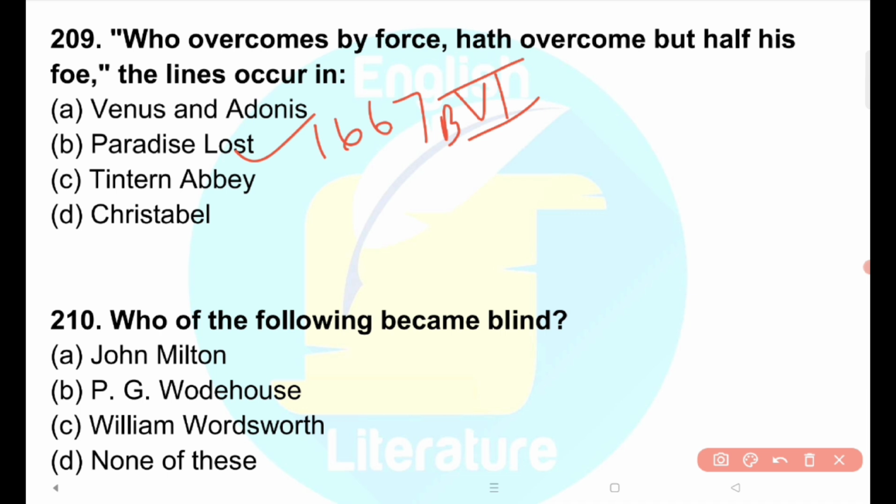It is spoken by the Archangel Gabriel, emphasizing that true victory is not achieved by force alone but by moral and spiritual superiority. This reflects Milton's theme of divine justice and the futility of physical power in contrast to righteousness.